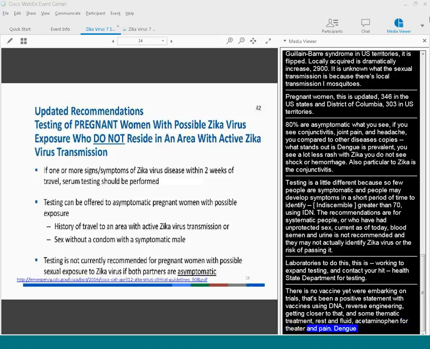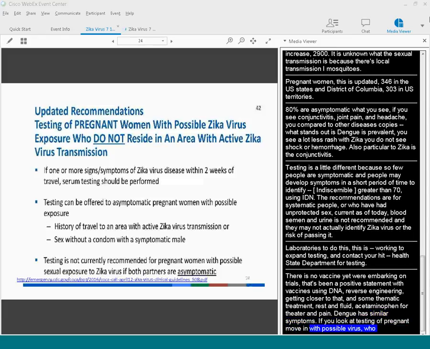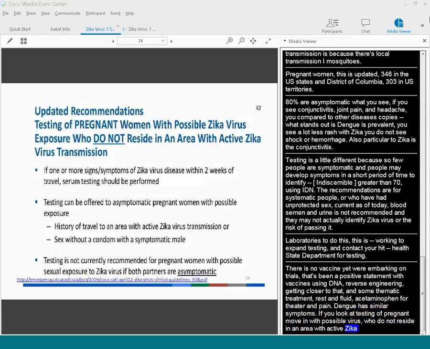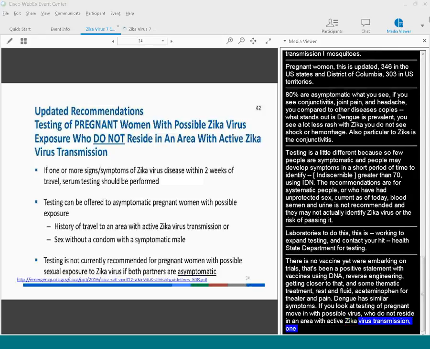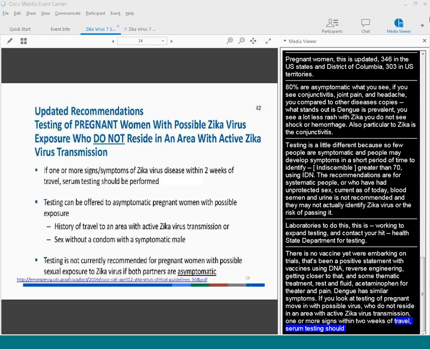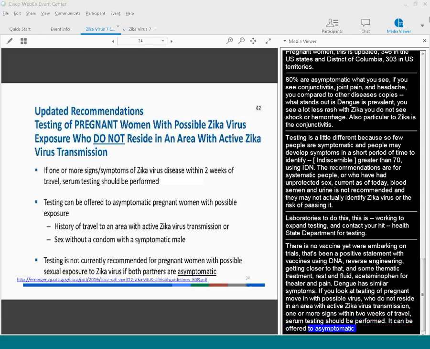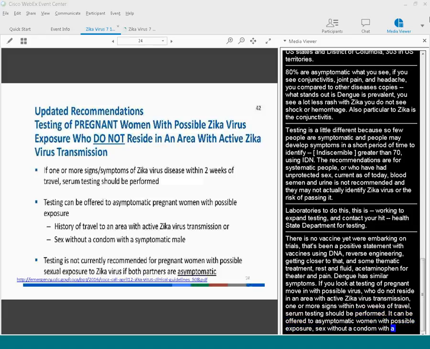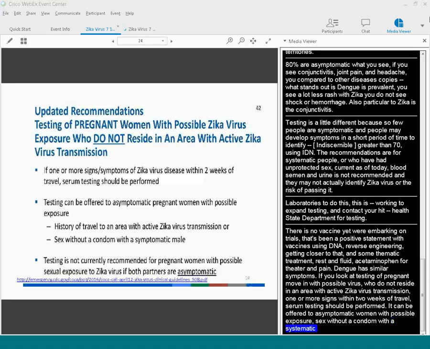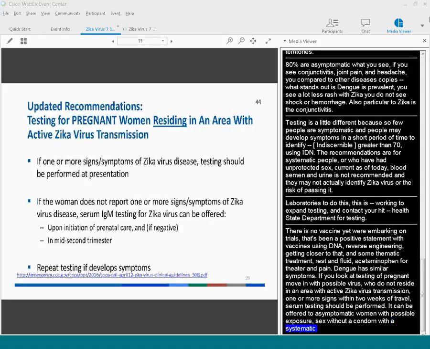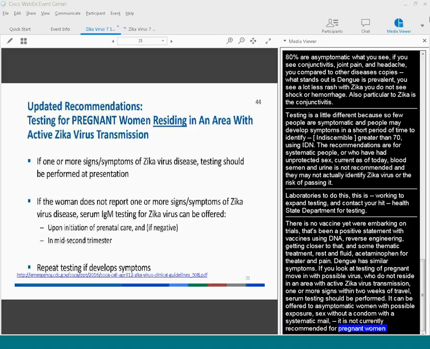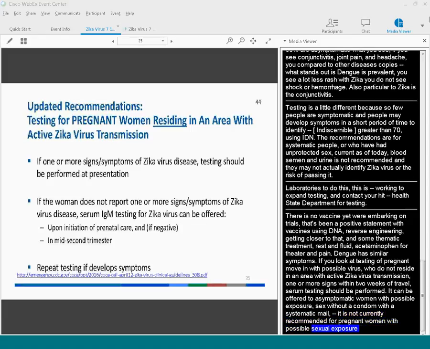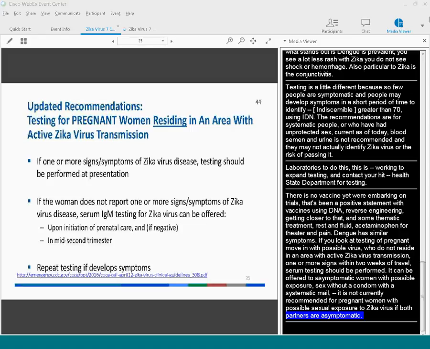So if you look at testing of pregnant women with possible Zika virus exposure who don't reside in an area of transmission, so this would be probably the majority of those listening, if there's one or more signs and symptoms within 2 weeks of travel, use serum testing, that IgM. It can be offered to asymptomatic pregnant women with possible exposure, again, sex without a condom with a symptomatic male or history of travel to an area with active Zika virus transmission. It's not currently recommended for pregnant women with possible sexual exposure if both partners are asymptomatic, which is probably a large reservoir there.